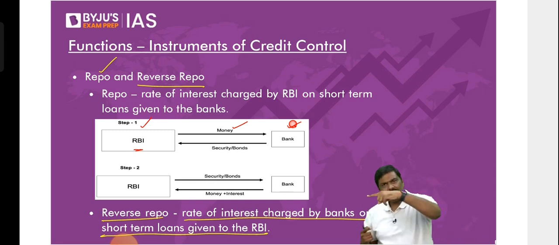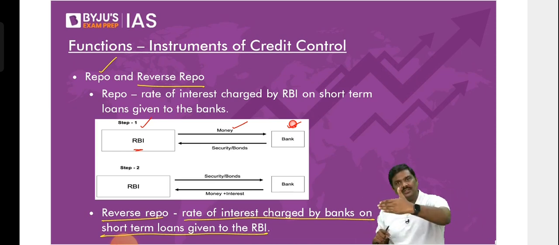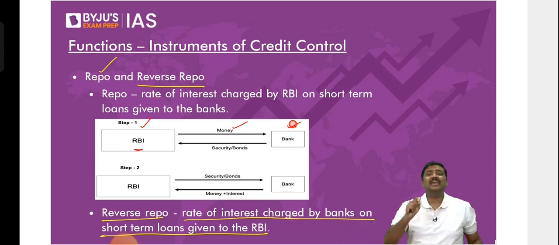One arrow mark is money, another arrow mark is the G securities. Second step, the RBI will return the money along with interest. The bank will return the G securities. Now this is basically the reverse repo rate.